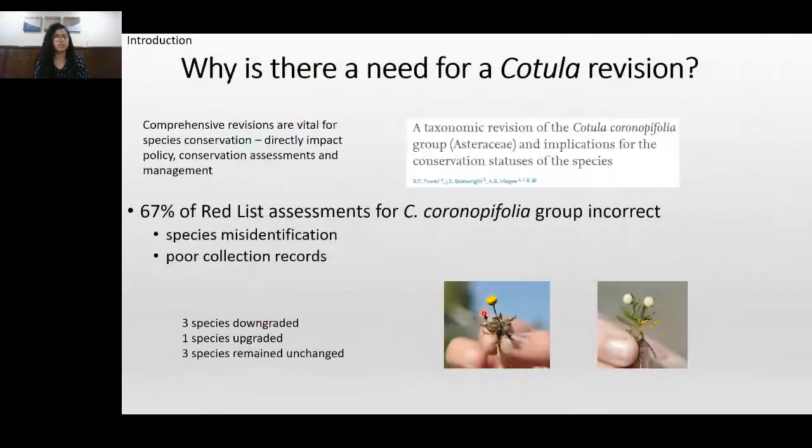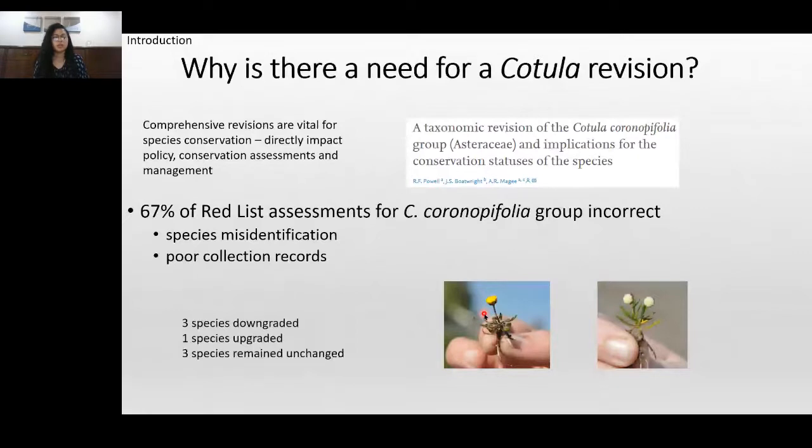So why is there a need for a Cotula revision? Revisions in general are vital for species conservation, as they directly impact policy, conservation assessment, and management. In the revision of the Cotula coronopifolia group, they included the red list assessment of these seven species, and they found that 67% of the red list assessments for species in this group were incorrect. This was mostly due to species misidentification.